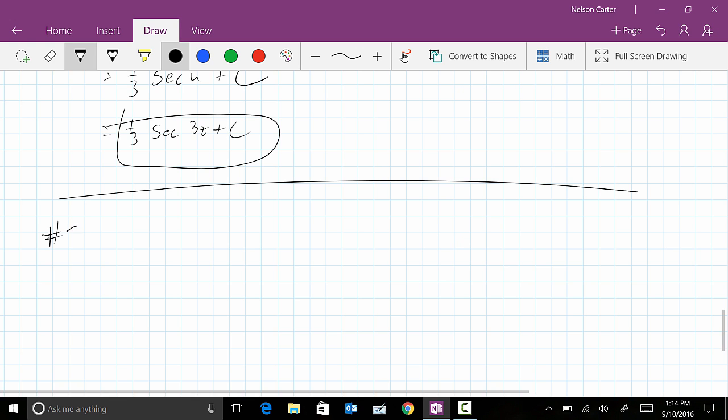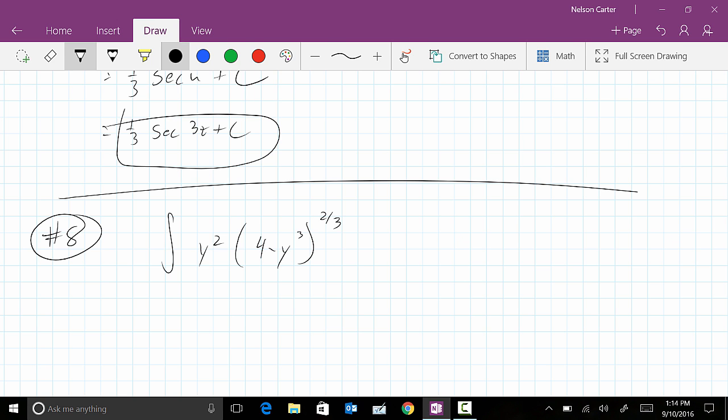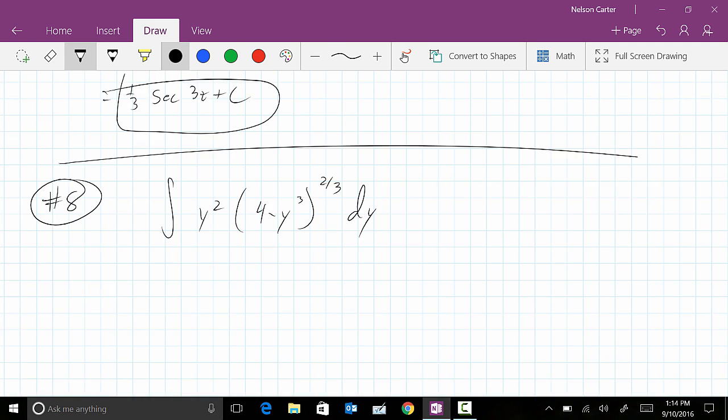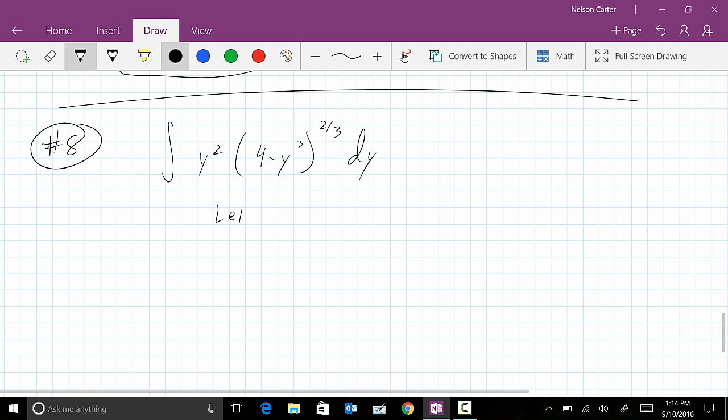Okay, number 8. Alright, so we've got this one. This is the integral of y squared times 4 minus y cubed, and it's all to the power 2/3 dy. Okay, well what we're going to do is let u equal 4 minus y cubed. That would imply that du is equal to negative 3y squared dy. So I've got the y squared, I've got the dy. I'm going to put a negative 3 there and then a negative 1/3 there.